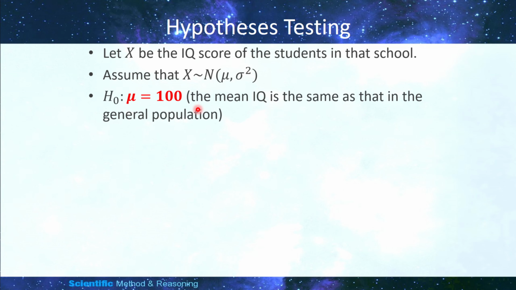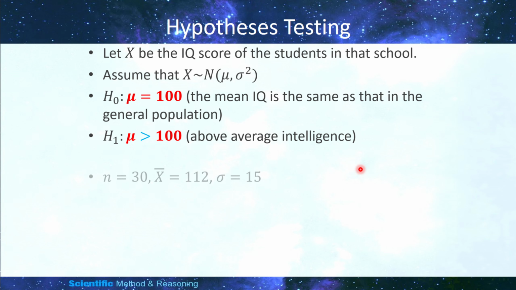And the null hypothesis is that the mean IQ score of the students in that school is the same as those in the general population. So that means the average equals 100. The average would still be 100. And the alternative hypothesis is that mu is greater than 100, that the students in that school have above average intelligence.